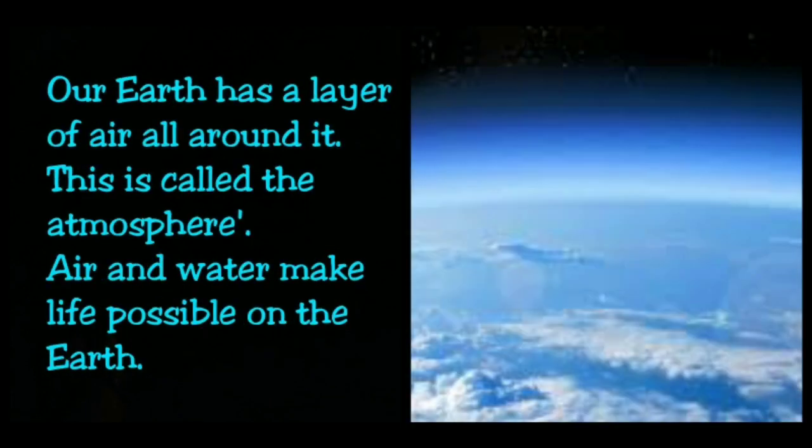Our earth has a layer of air all around it. This is called the atmosphere. Air and water make life possible on the earth. Means the layer of air around the earth is called the atmosphere.